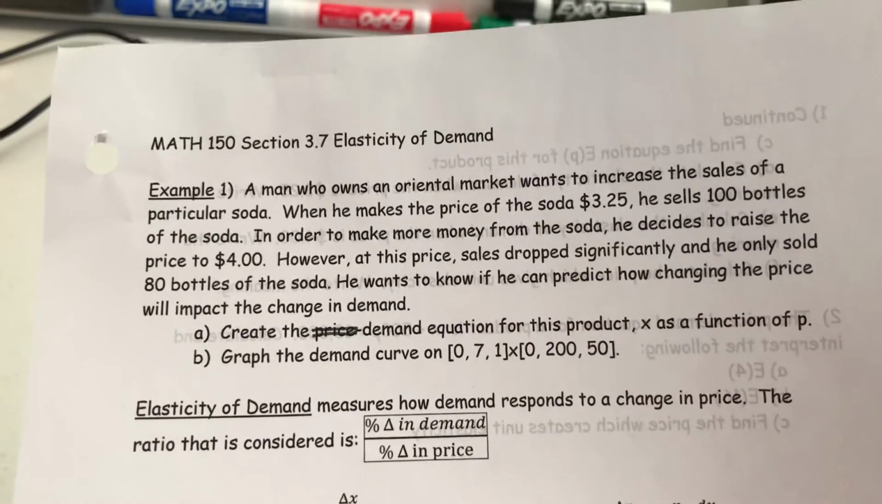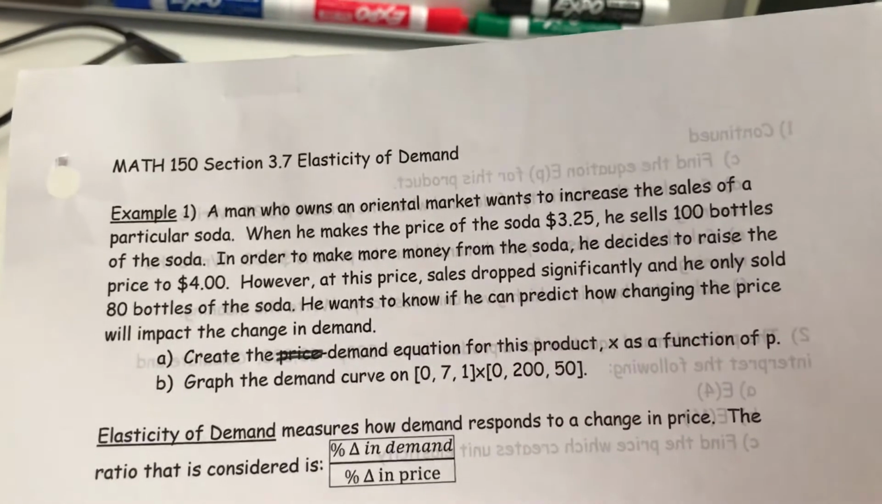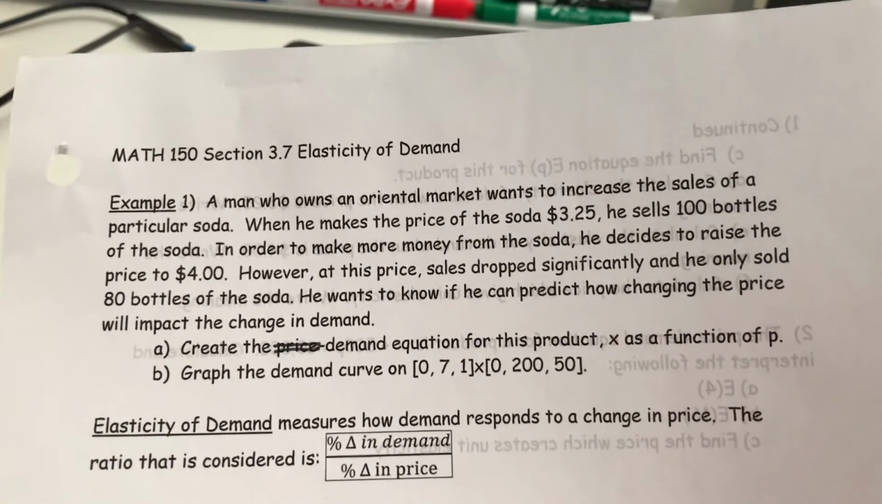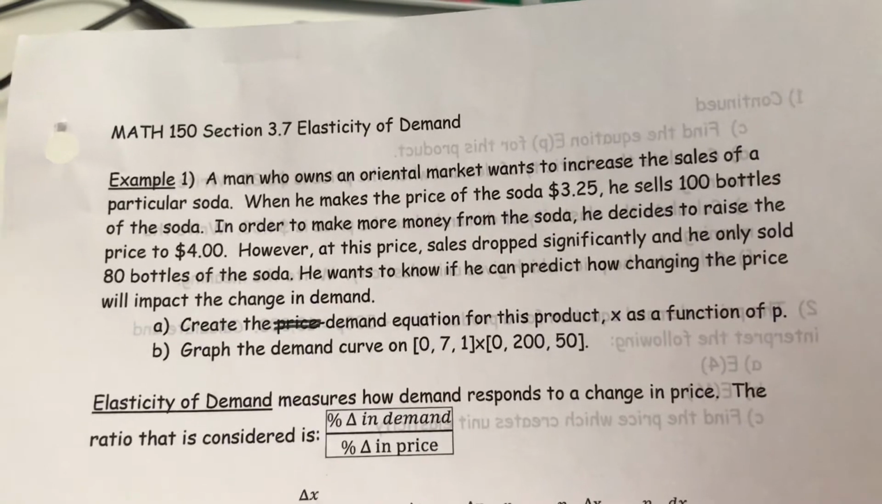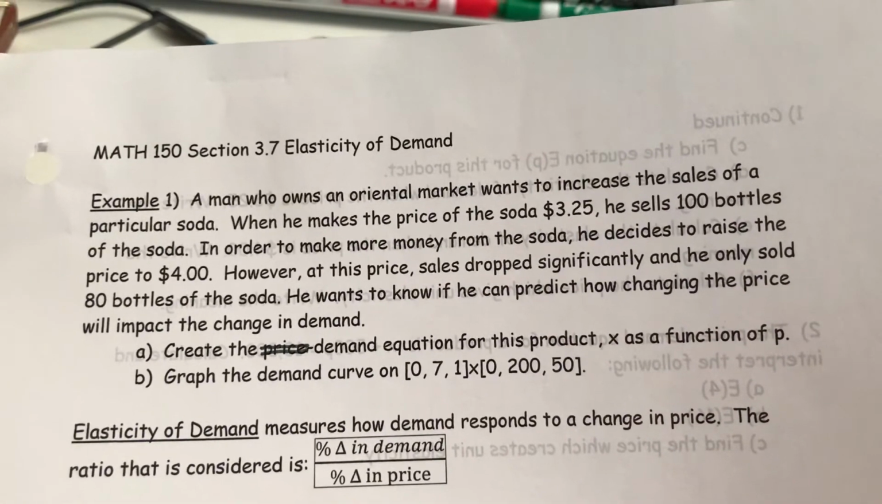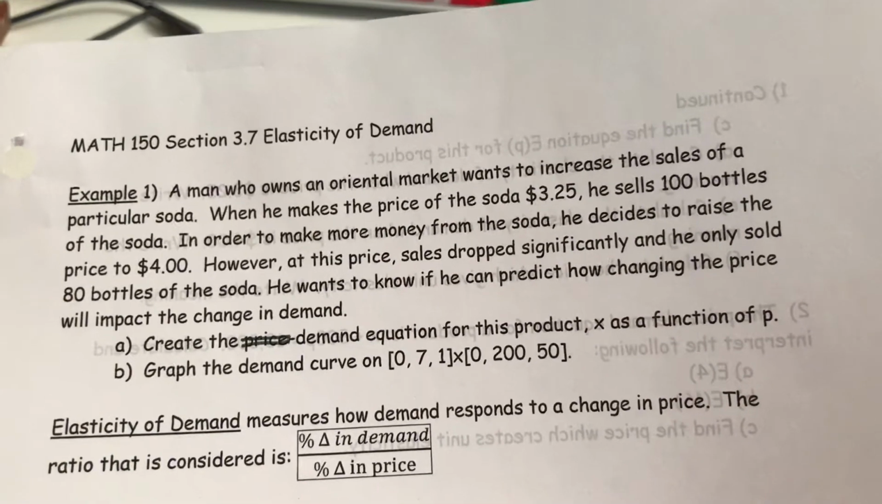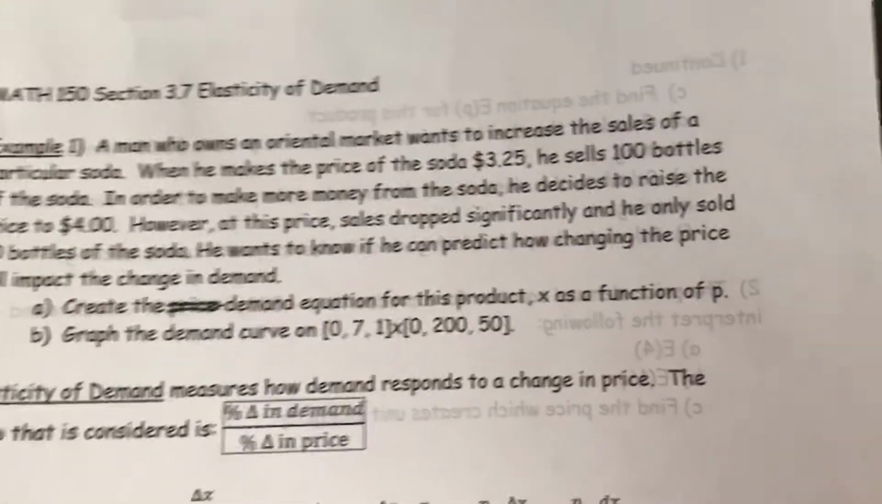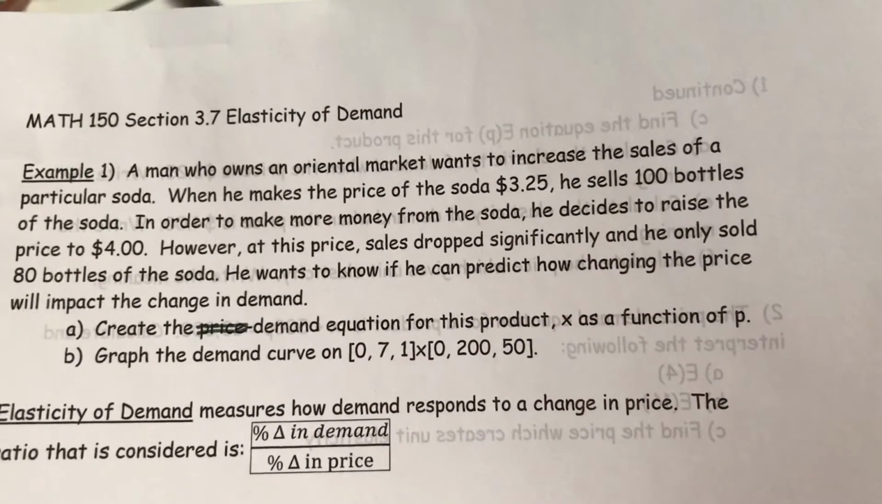We're going to be looking at elasticity of demand, which means how price affects demand. So the first thing we're going to need to do is look at a demand equation. Right now we don't have one. We're going to assume it's linear. We've done this before. Look at part A. It says create the demand equation for this product, x as a function of p.